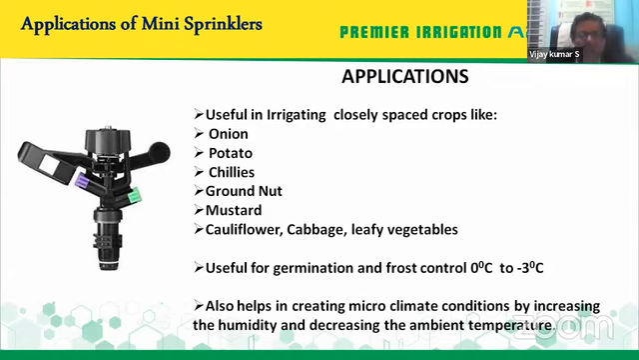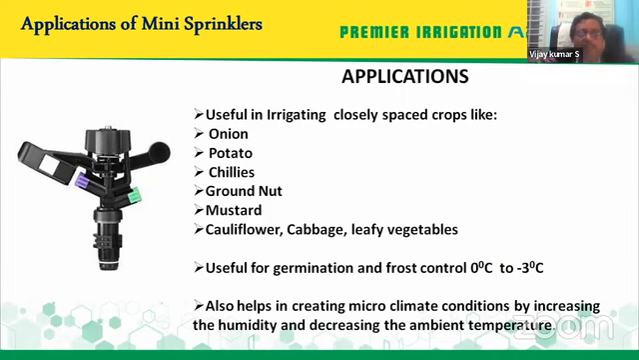It has been seen it can be used for crops like potato, chilies, groundnut, mustard, cauliflower, cabbage, leafy vegetables. It is also useful for germination and frost control. You know what happens in cold countries? What will happen when the temperature freezes? Then the plants will have a problem with the temperature. If you sprinkler irrigate a crop, the water will fall totally on the leaves of the plant, and when it forms icicles, the temperature in the plant will not come down further.